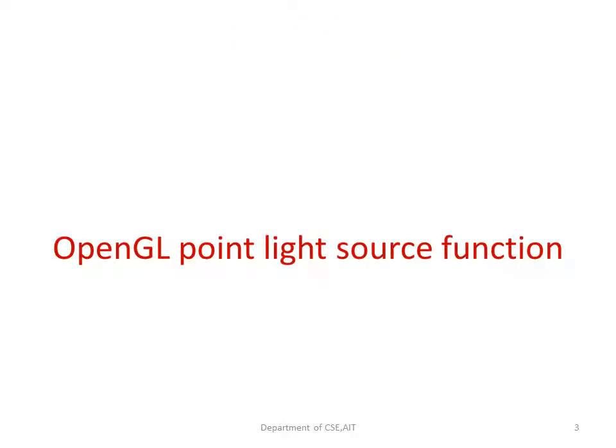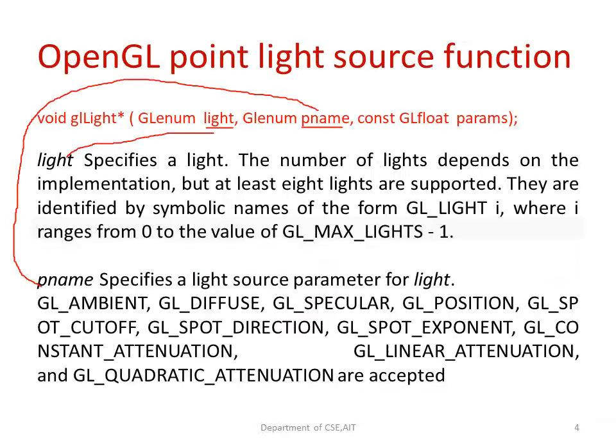So the first one is the OpenGL point light source function. In the OpenGL point light source function, what we will study are the APIs which help us in including a light in the scene. The first API which helps us put a point light source in the scenario is the void glLight.